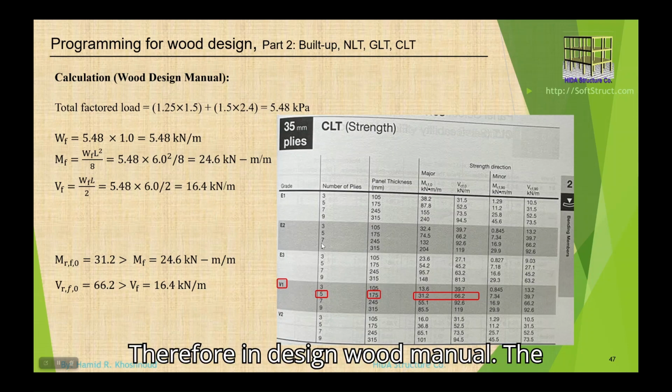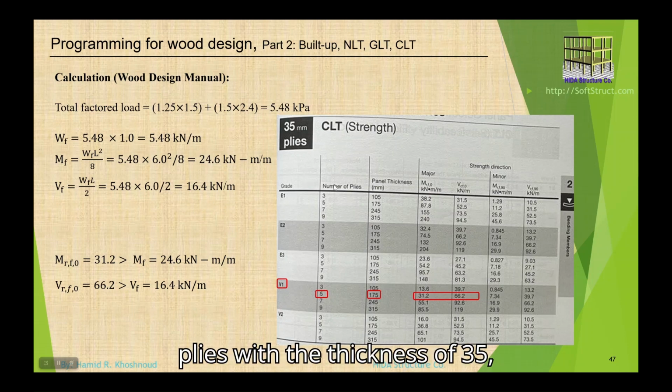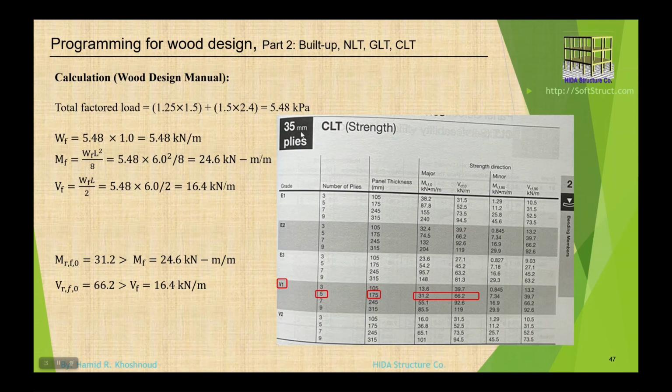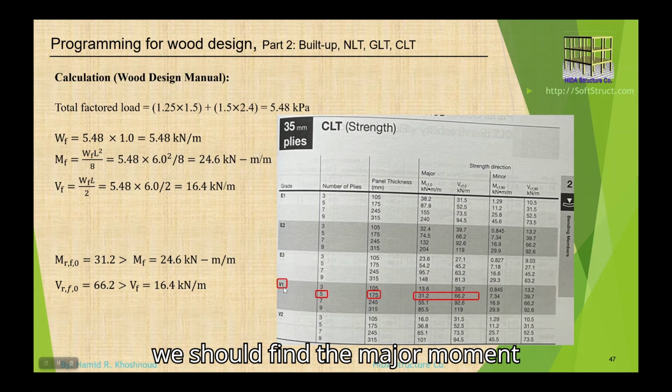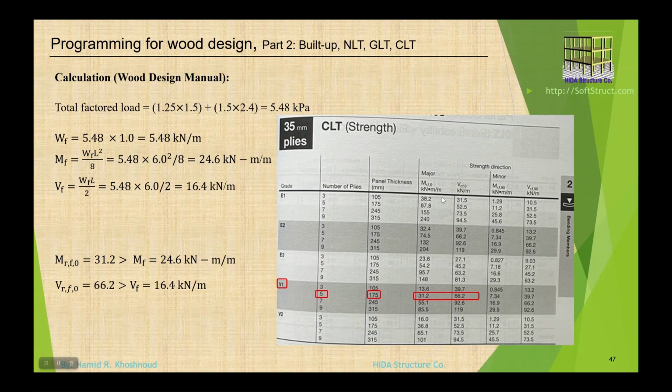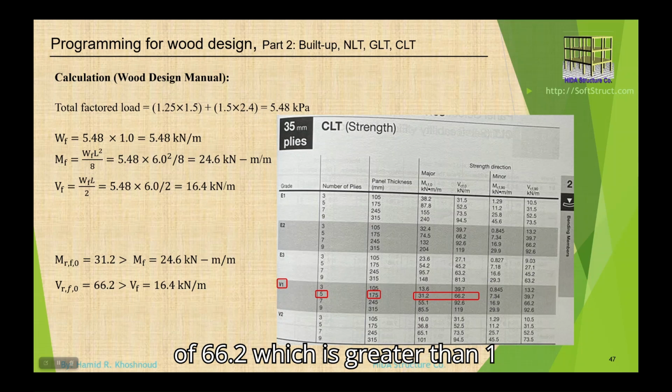Therefore, in the Design Wood Manual, for the plies with the thickness of 35 and the grade V1, we should find that the major moment resistance must be greater than 24.6, which it is, since 31.2 is greater than 24.6, and the shear resistance of 66.2 is greater than 16.4.